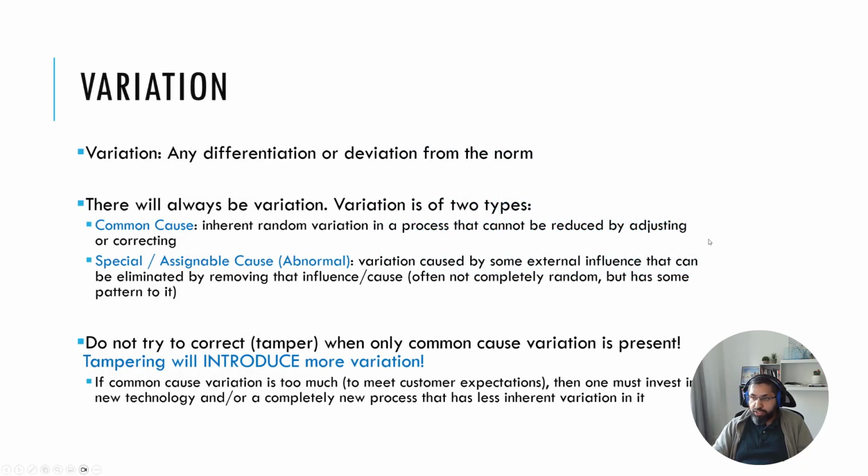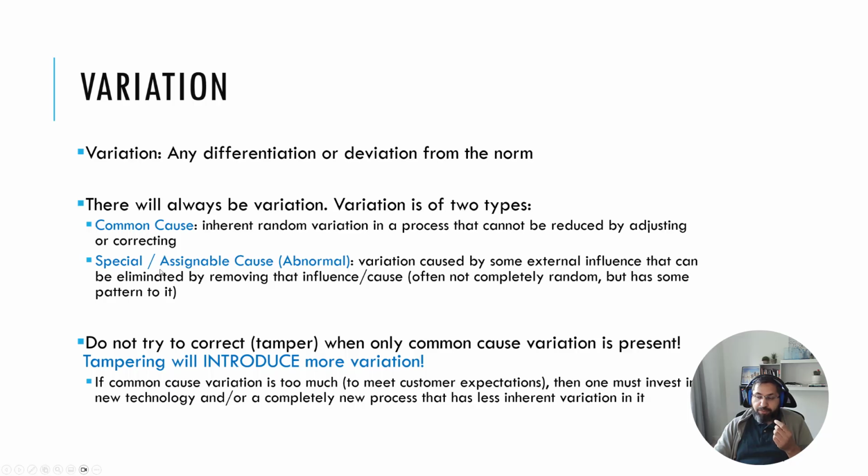Okay, so this is the summary of what you're supposed to learn from the funnel experiment. Any difference or deviation from the target, the norm here means the target, what you're trying to achieve, is variation. There will always be variation in physical systems. Common cause, normal, natural variation, they are terms for the same thing, is inherent random variation in a process that cannot be reduced by adjusting or correcting. The only way to reduce common cause variation is to go for better, more precise technology, which is going to have a capital expenditure cost, going to be more expensive. And so you have to see if it's warranted or not.